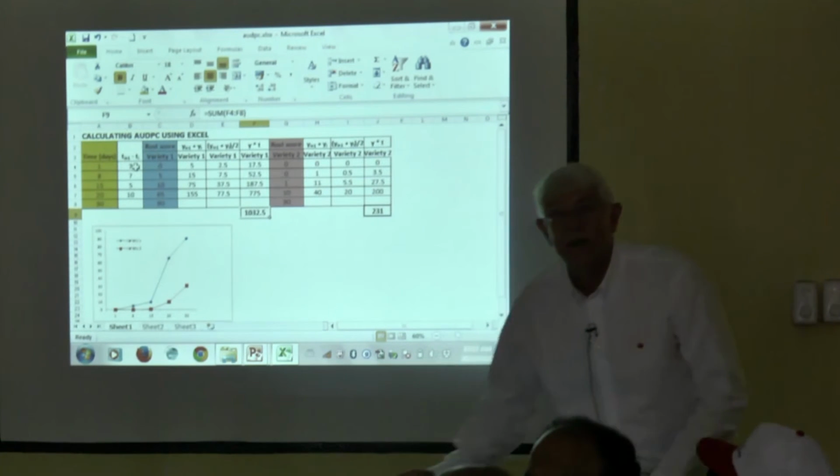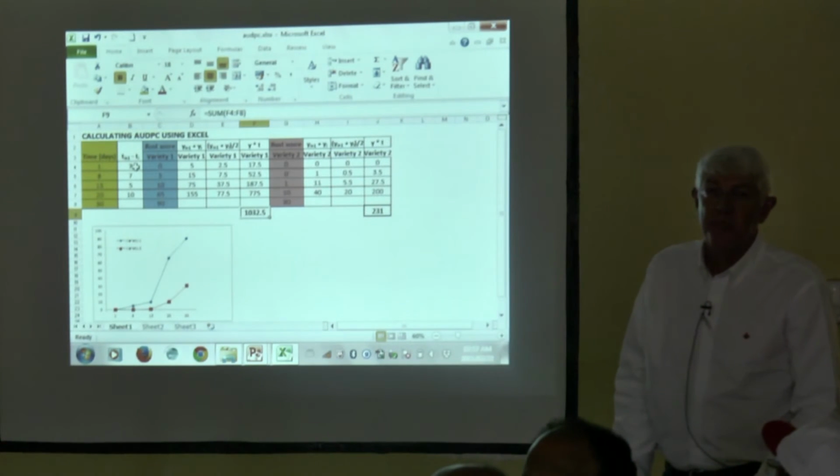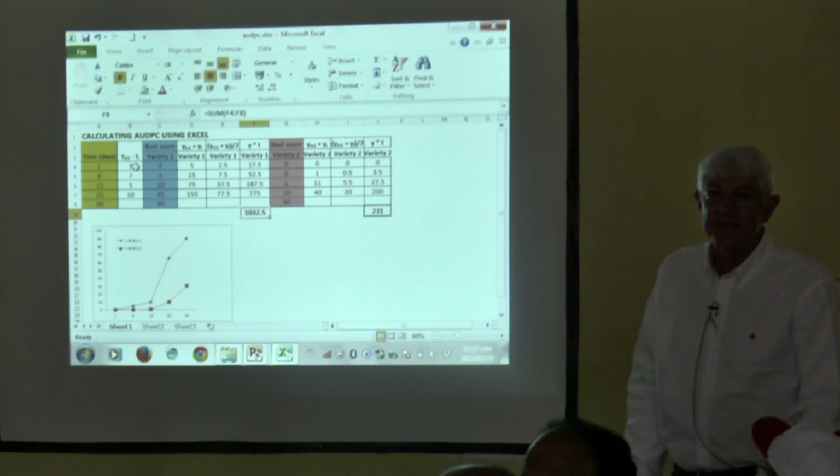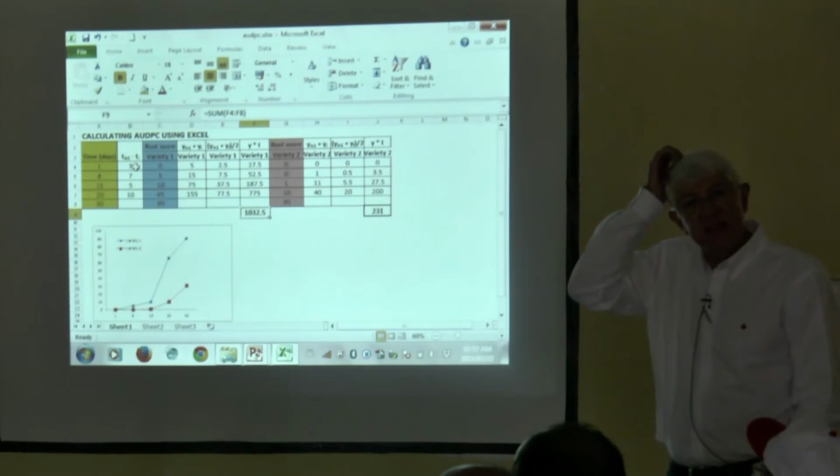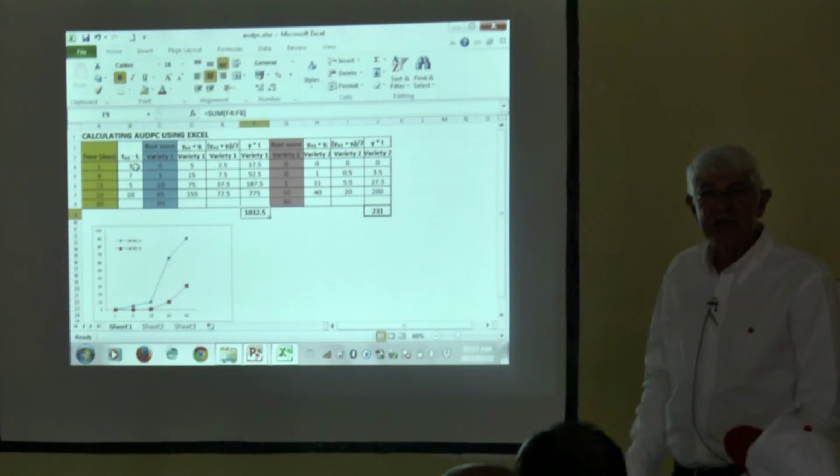1032.5, what are the units? That's just a value. Yeah, it's an index. It's an area value, but it's not square millimeters, it's just a value.